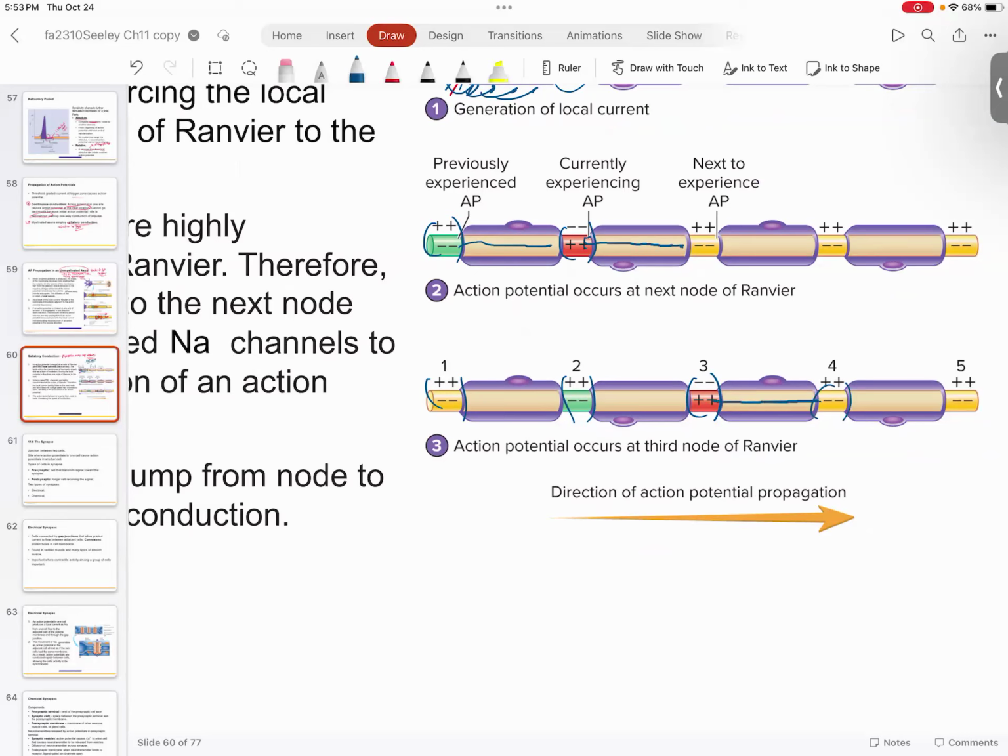So instead of flowing from one segment of membrane to the next, like continuous propagation, you're jumping from node to node to node. Essentially, you're moving faster down the axon.